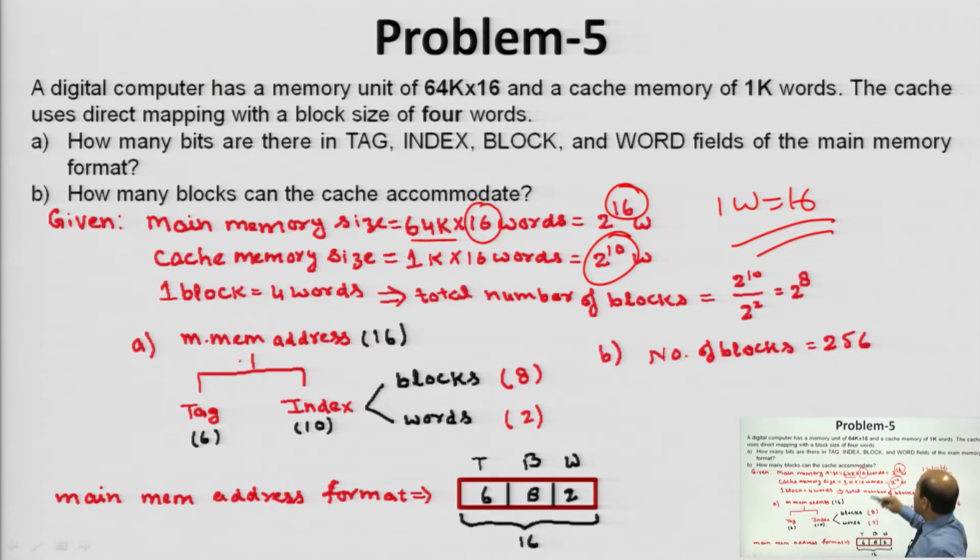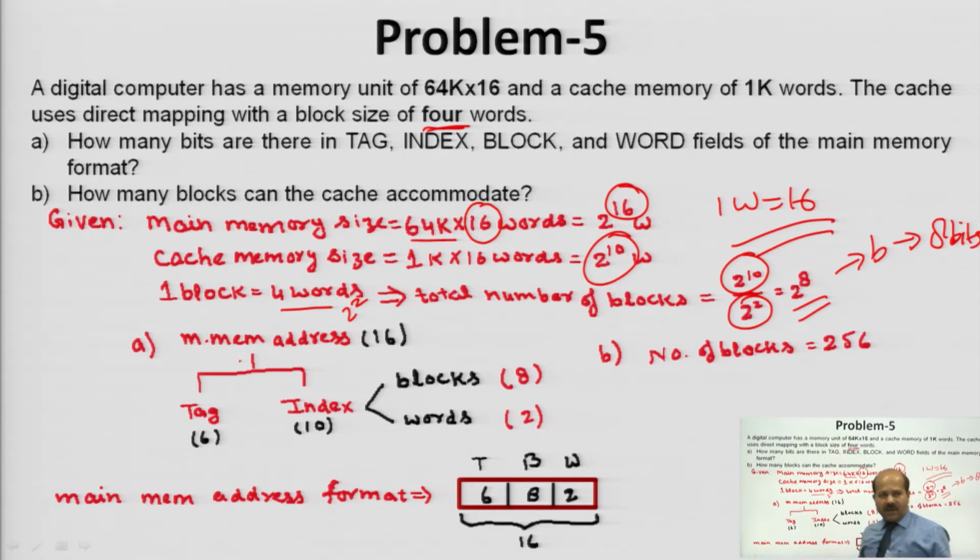And what is given next? In each block we can store 4 words. So, 1 block size equals 4 words, that is 2 to the power 2 words in each block. How many blocks are there in the cache memory, that we have to calculate. What is the cache size in this case? 2 to the power 10, as we have already calculated, divided by block size, that is 2 to the power 2. So, it will come as 2 to the power 8. So, 8 bits are required for block.